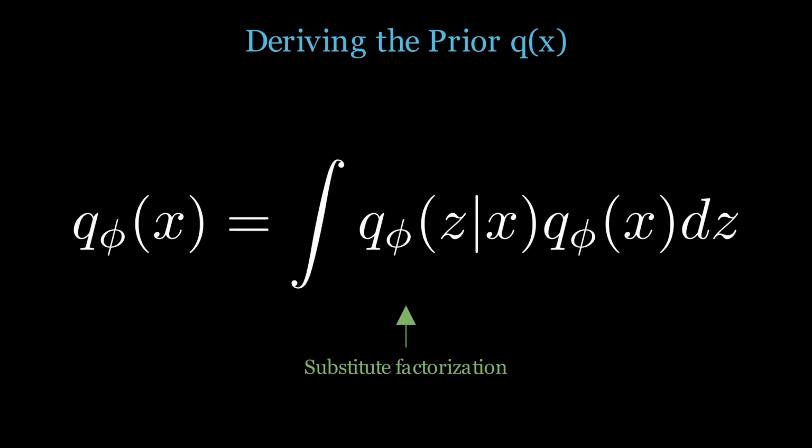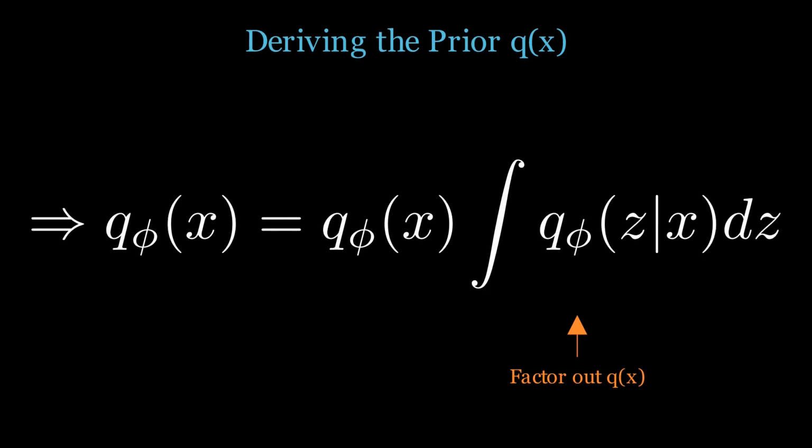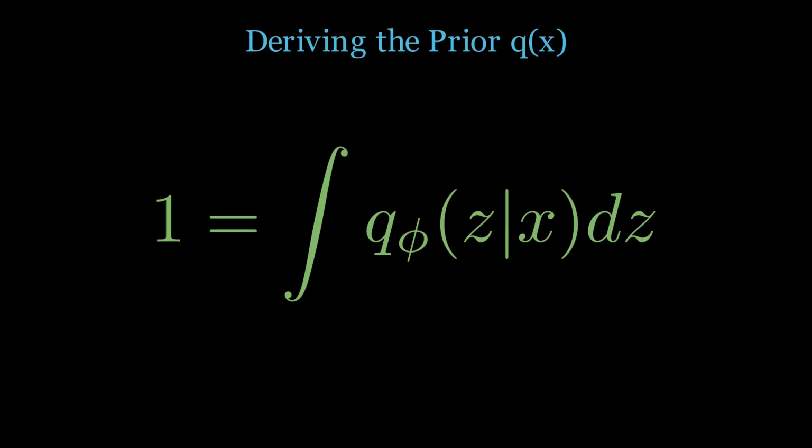Since q of x doesn't depend on z, we can factor it out of the integral. This gives us q of x equals q of x times the integral of q of z given x dz. We remove q of x from both sides. We get 1 is the integral of q of z given x. Thus we can see that the integral of q of z given x over all z must equal 1. This makes sense because probability distributions must integrate to 1.